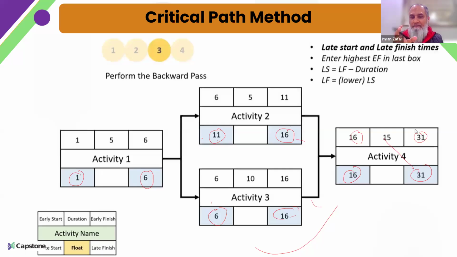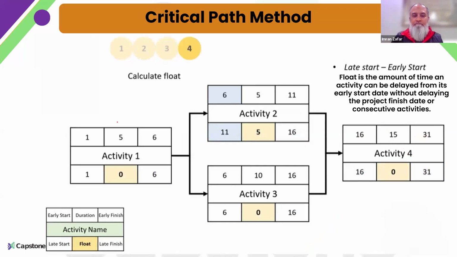Now we need to calculate how much float is there for each and every activity, how much margin or cushion is there for these different activities. For this, we simply subtract these two values, the late start and the early start dates, for all the activities. So 1 minus 1, 0, 5, 0, and 0. Now all the values are there in this diagram.